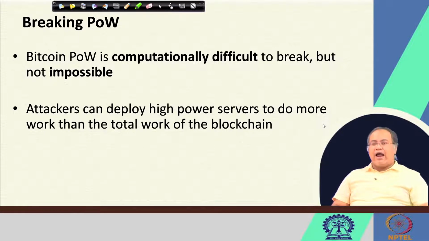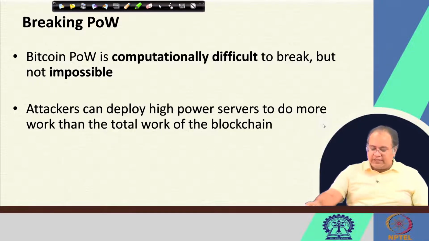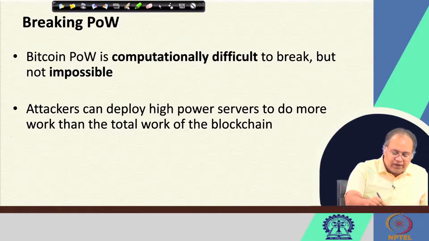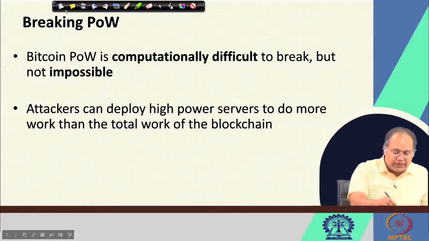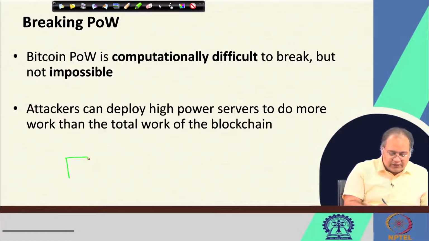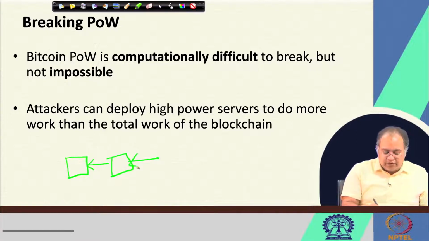On the other hand, the attacker can deploy a high power server to do more work than the total work of the blockchain. My basic principle is this: say I have a blockchain connected to this hashing power, with a block followed by another block, followed by the third block, fourth block, and so on.